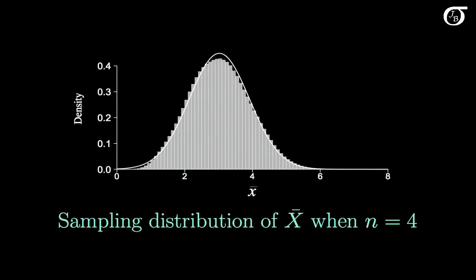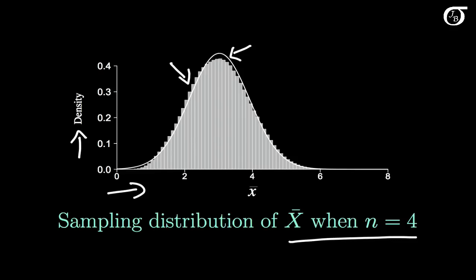Note that in this series of plots, I'm keeping the scaling on the x-axis the same and letting the y-axis scaling change from plot to plot. Here I've sampled from the original distribution 1,000,000 times for a sample size of 4, and plotted out the 1,000,000 resulting sample means in the histogram. So the gray histogram is approximately the sampling distribution of x bar when n is equal to 4. And I've superimposed the normal curve with the appropriate mean and variance.